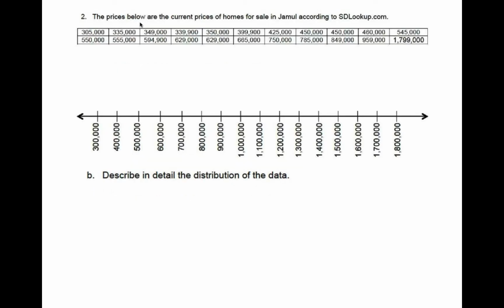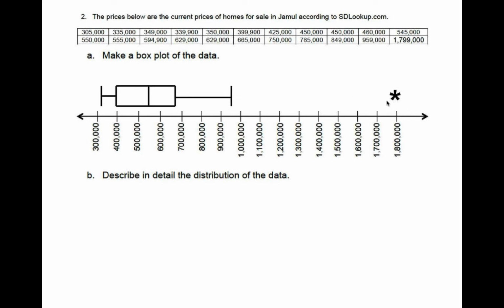Okay, number 2, the prices below are the current prices of homes for sale in the Hamul according to sdlookup.com. Now, to be honest, this is probably back in 2015 or so when I first started teaching pre-cal and wrote these notes, so this is a little bit outdated. But I'm going to go ahead and make a box plot of this. So we have our minimum, our quartile 1, our median, quartile 3, and our maximum. But then we have this outlier of 1,799,000.